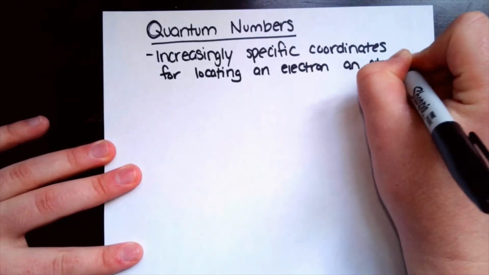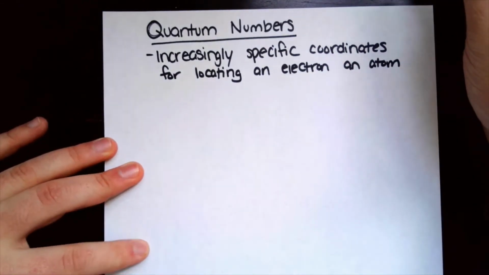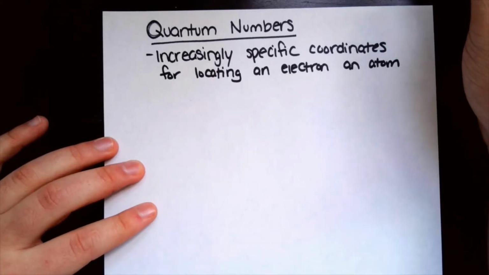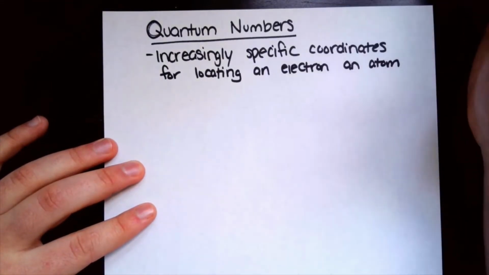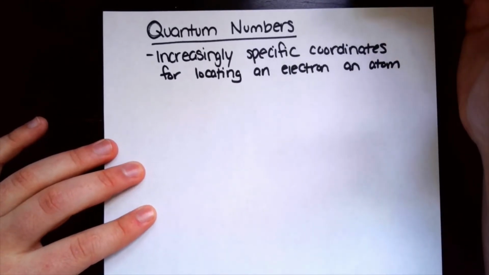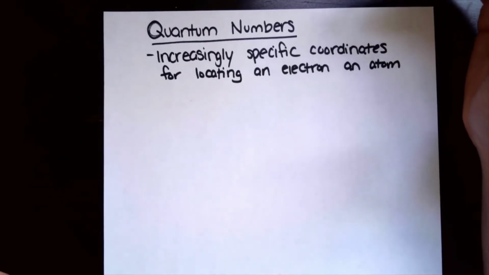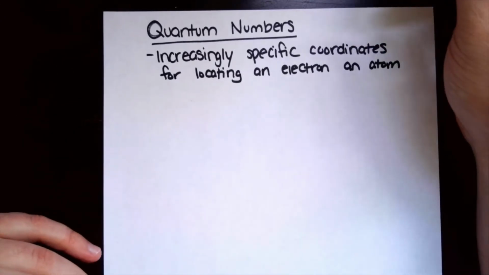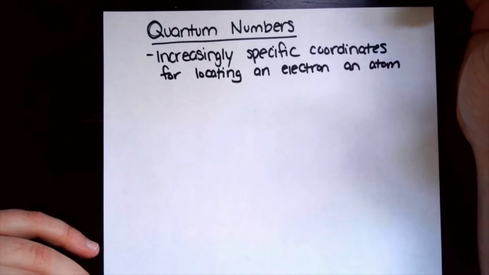There are 4 different types of quantum numbers, and every single electron has a set of 4 quantum numbers. And when you put the 4 of them together, that tells you the exact location of that electron within an atom. Okay.